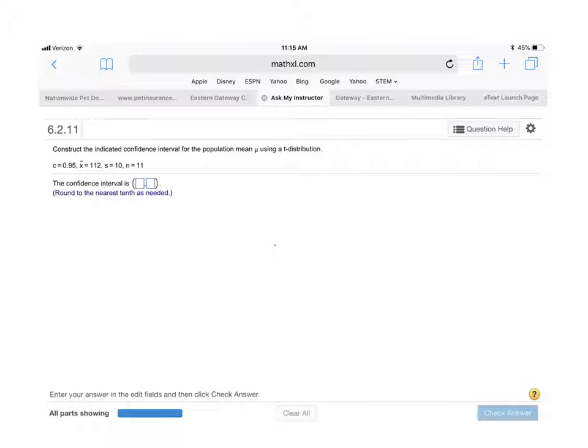So this is another exercise in section 6.2 that asks us to construct a confidence interval for a mean using the t-distribution. Same formula. Notice I have a tendency to use t star instead of t sub c, but they mean the same thing. It's the number of standard deviations from the center of the t-distribution that we have to go out to capture, in this case, the middle 95%.